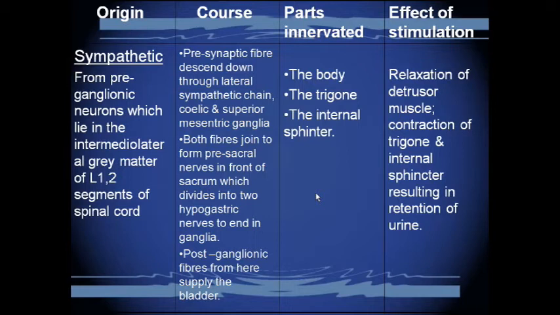So which are the parts innervated by sympathetic? As I told, body, trigone and bladder neck or internal sphincter. What is the effect of stimulation? Relaxation. Once the sympathetic fibers get stimulated, the detrusor gets relaxed and there is contraction of the trigone and internal sphincter, resulting in retention of urine.